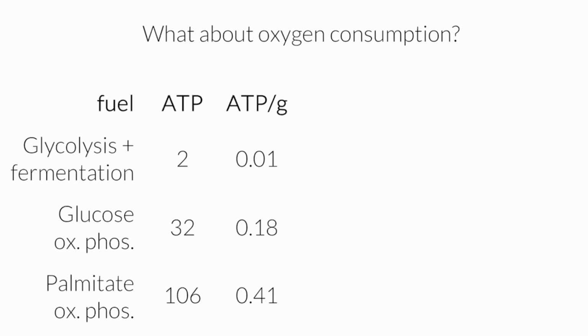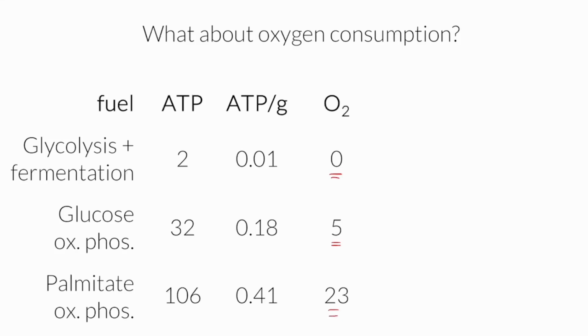What about oxygen consumption? You can go through all the reduced electron carriers and ask how many ATPs I get out per mole of oxygen that I put in. That's what this ratio is here. The number of moles of oxygen required for each of these breakdown processes are 0 for glycolysis and fermentation, 5 for glucose and oxidative phosphorylation, and 23 for palmitate.